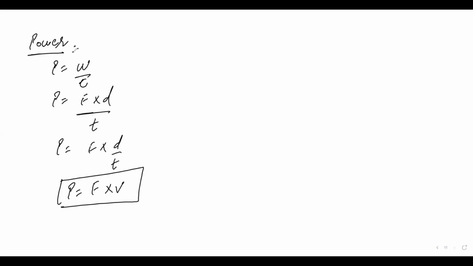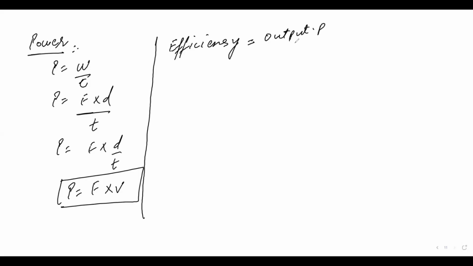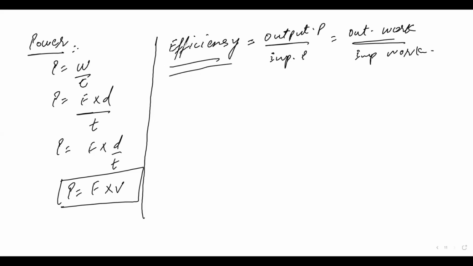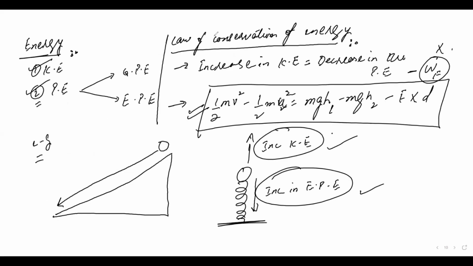These are the things that we need to calculate the power. Apart from that, whenever you're talking about efficiency, a very simple topic, remember that efficiency would always be either the output power upon the input power or the output work done upon the input work done. These are the things that everybody should know. I'm pretty sure you already know about efficiency, power, and conservation of energy.